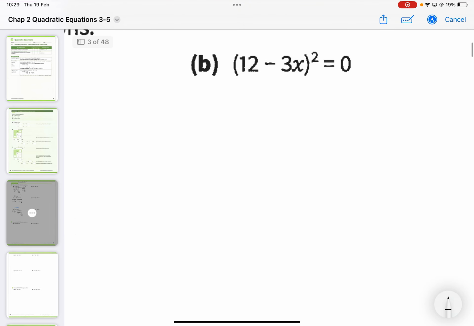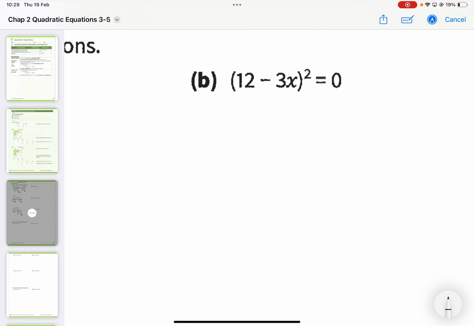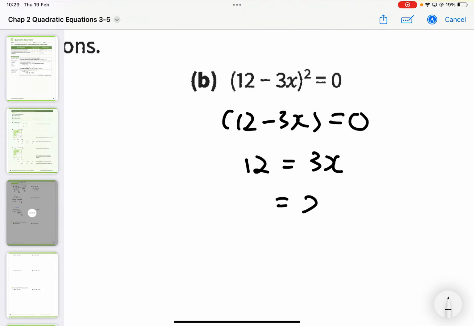Okay, the first one, straightforward. There is only one solution. 12 minus 3x equals 0. Then 12 equals 3x. Means x equals 4. Okay?